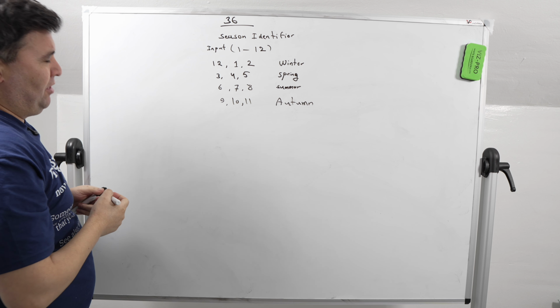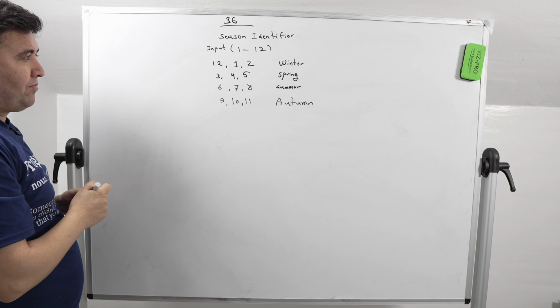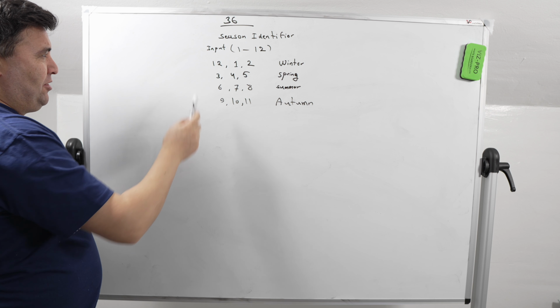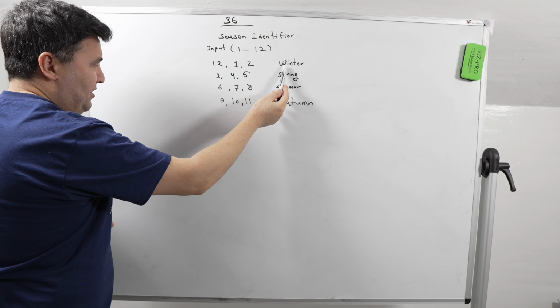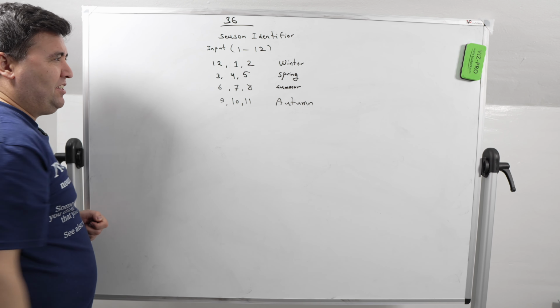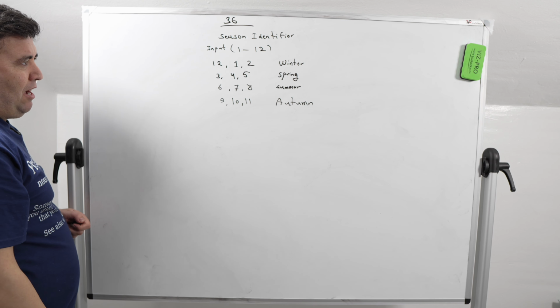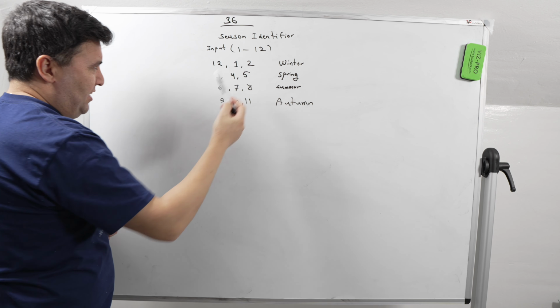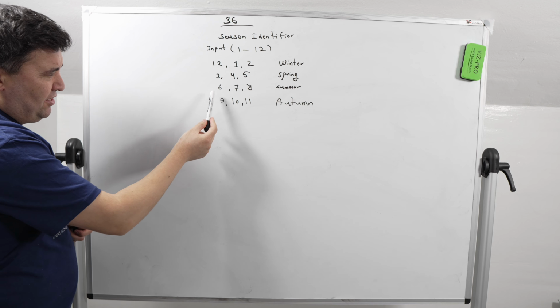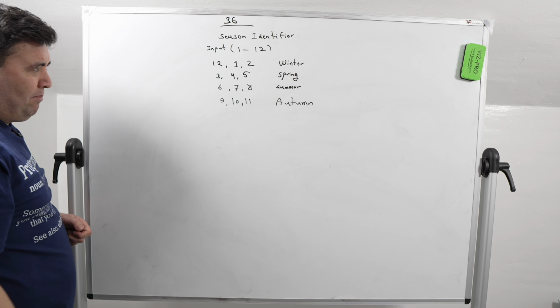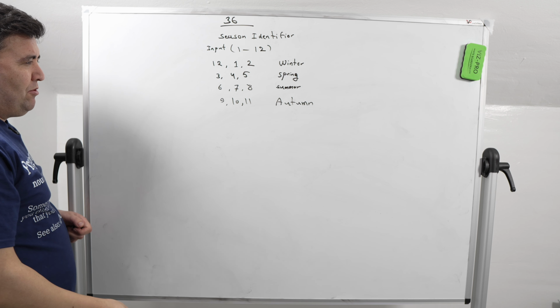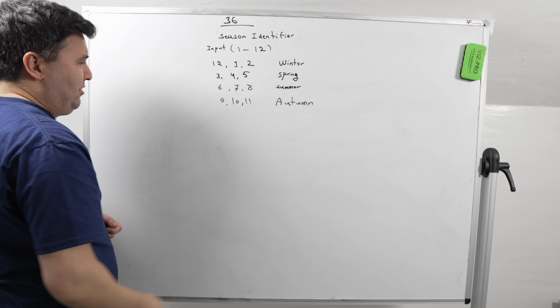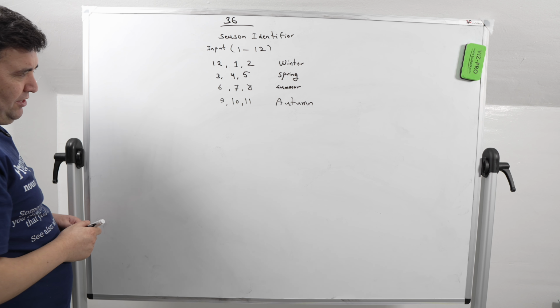So we ask the user to enter the month number. And if the user enters 12 or 1 or 2, we output to the user, the season is winter. And if the user enters 3, 4, or 5, we output to the user, the season is spring. And if the user enters 6, 7, or 8, our program outputs to the user, this is summer. If the user enters 9, 10, and 11, we say the season is autumn.